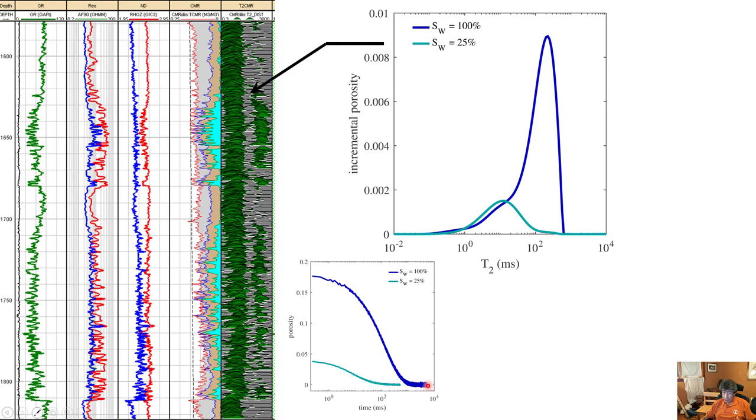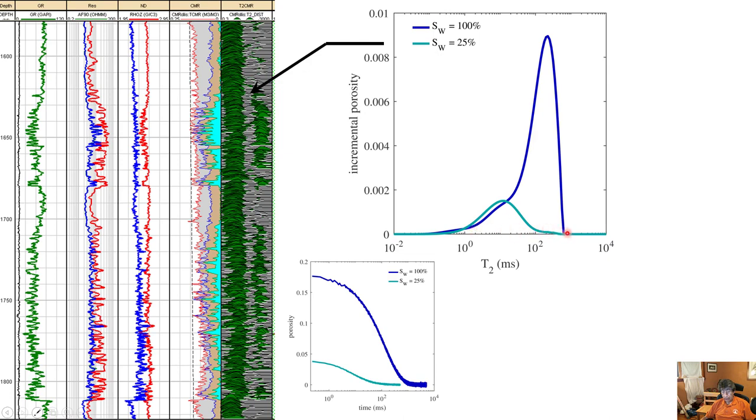But when you have only one fluid, then this relaxation in time, please note that the x-axis is logarithmic time and the y-axis is incremental porosity. So the upper side, the asymptote at early times of this plot, is actually the porosity of the rock, and when the proton magnetization decays over time, that goes to 0. Now we have two plots here. One plot, the blue plot here, is when the rock is 100% water saturated.